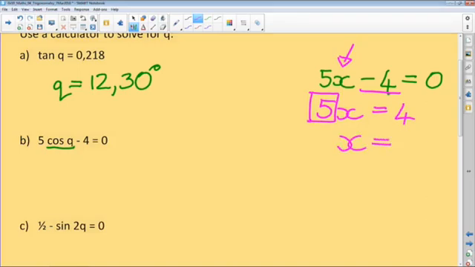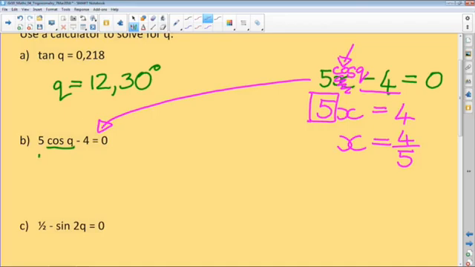Which means that the 5 is multiplying on that side, so it's going to divide on this side. The same thing is happening over here, except instead of it being x, it's now cos of Q. So let's solve this, and we'll go back to green. Now we need to get cos Q alone, which means we need to move the 4. The 4 goes to the other side. It was minusing on that side, so it pluses. And now we need to get rid of the 5. The 5 is multiplying cos Q, which means it's going to divide on the other side.